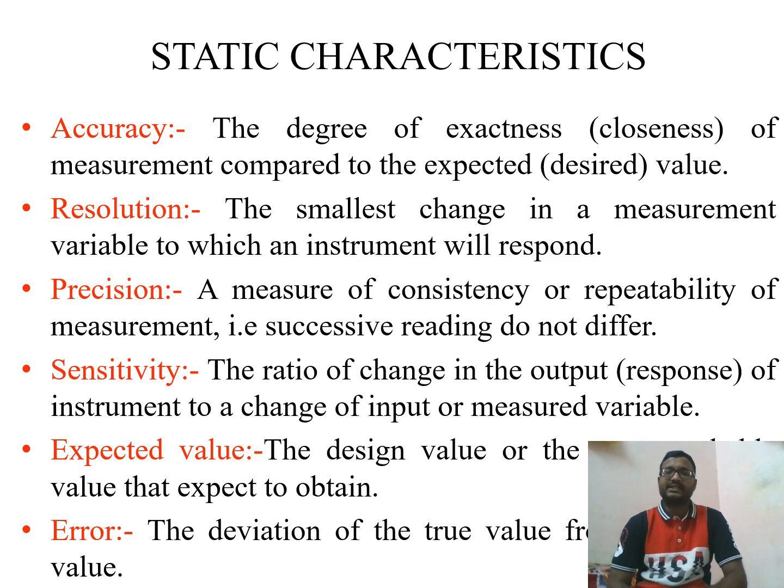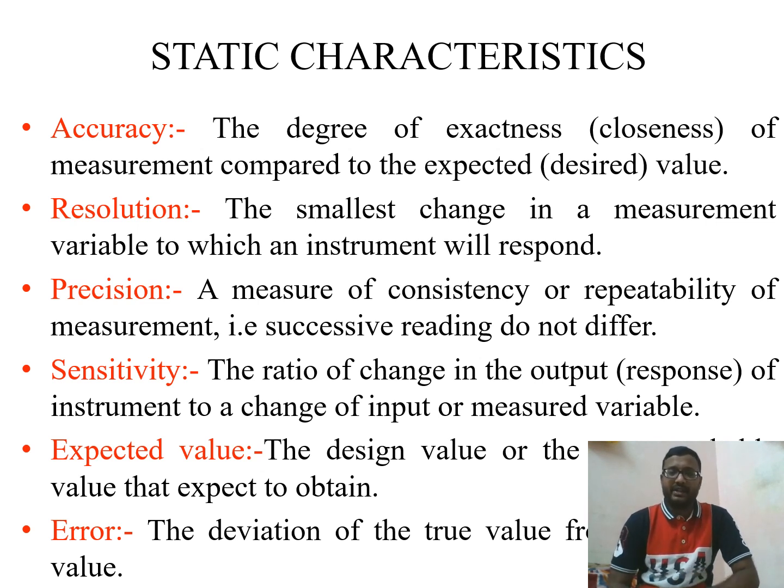So what is the first characteristic? Accuracy. What is the general meaning of accuracy? The general meaning of accuracy is accurate, exact value. According to the definition, it is defined as the degree of closeness with which the instrument reading approaches the true value of the quantity to be measured. That is called accuracy, and it is denoted by capital A.